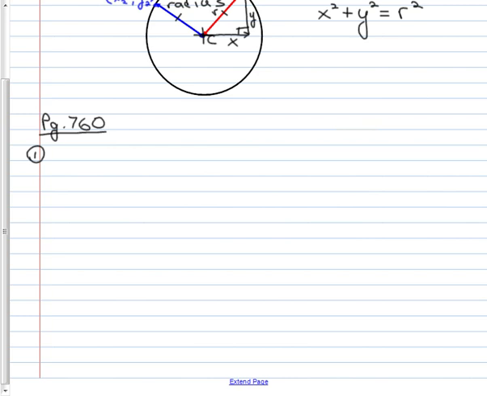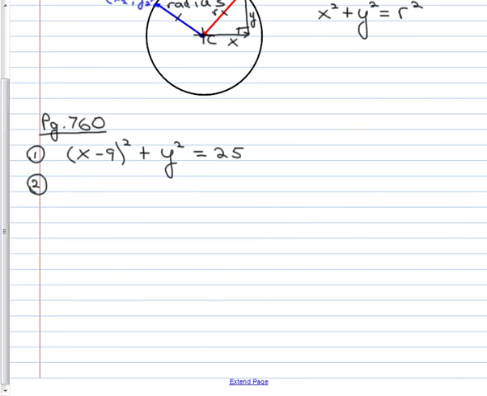It says, write the equation of each circle. Center is 9, 0. Let's start writing. X minus 9, quantity squared, plus y squared. That's just it. If it's 0, there's nothing to add or subtract. Equals, and what do they say the radius is? Radius is 5, so it equals 25. We're done with number 1.